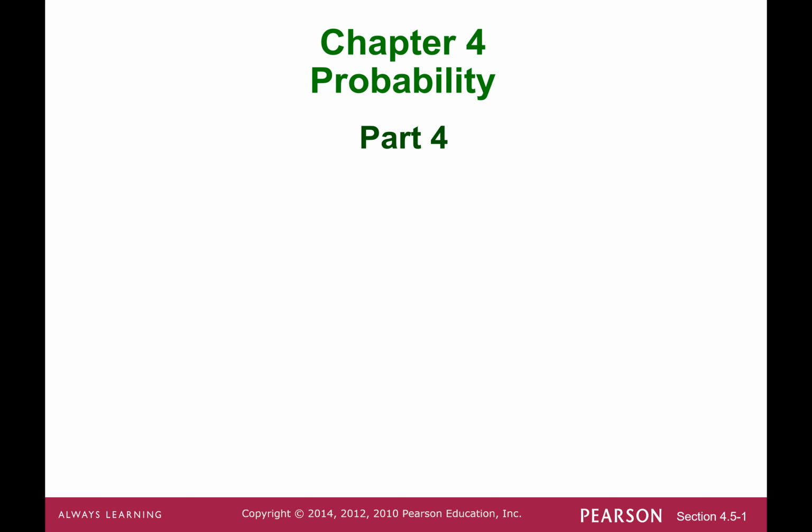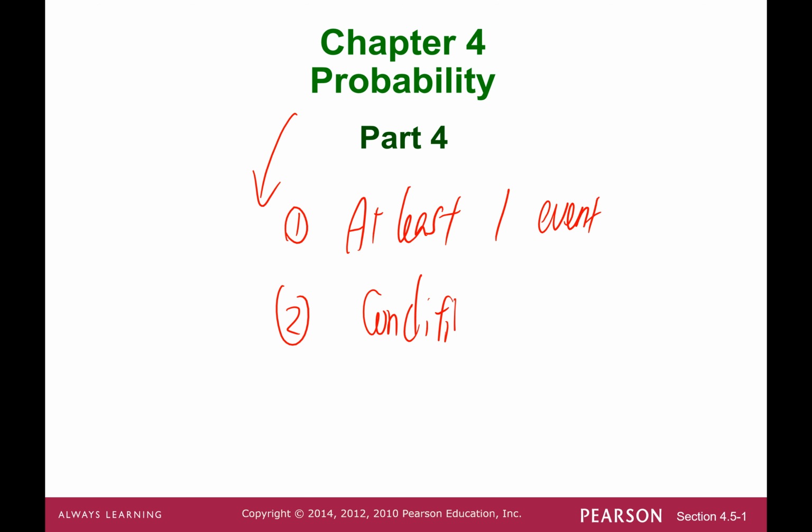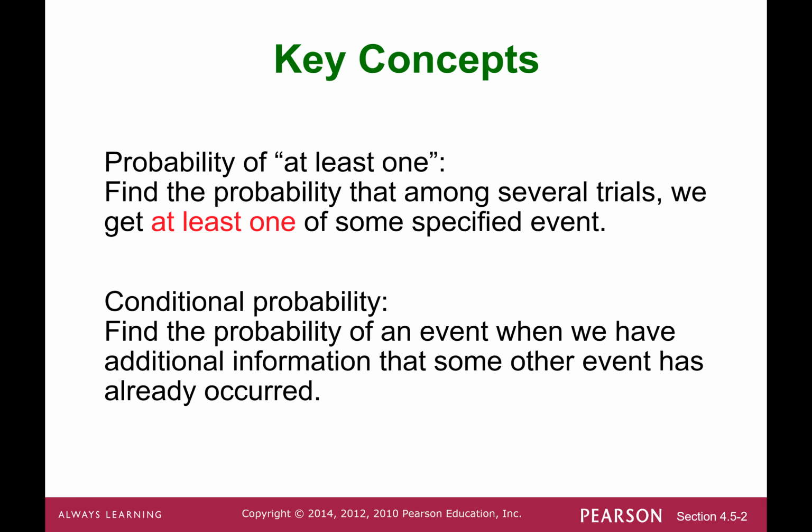Probability. We're going to talk about the at least one event, and also the conditional probability. So this one means one or more. Find the probability of an event when we have additional information that some other event has already occurred, and this event has impact.